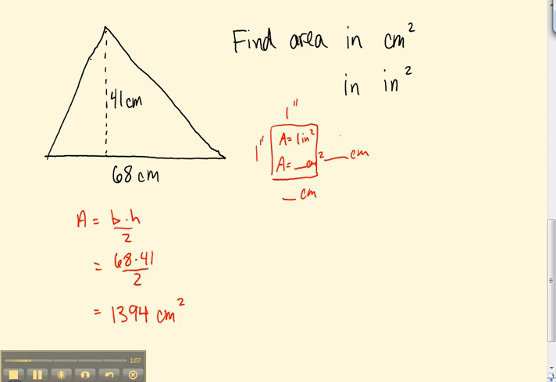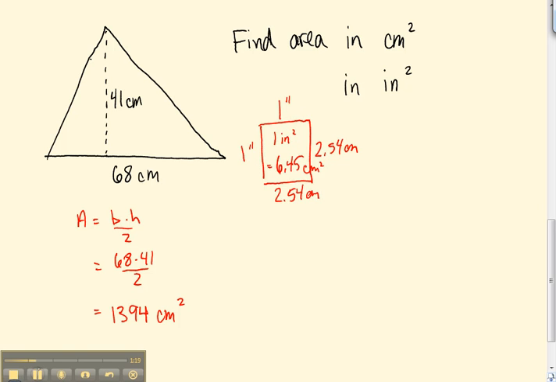Okay, and that'll be your conversion factor. So go ahead and do that now. Figure what the conversion is, and then use that to find the area of the triangle in square inches. Okay, so you should have got that the conversion is 1 square inch is the same as 6.45 square centimeters.